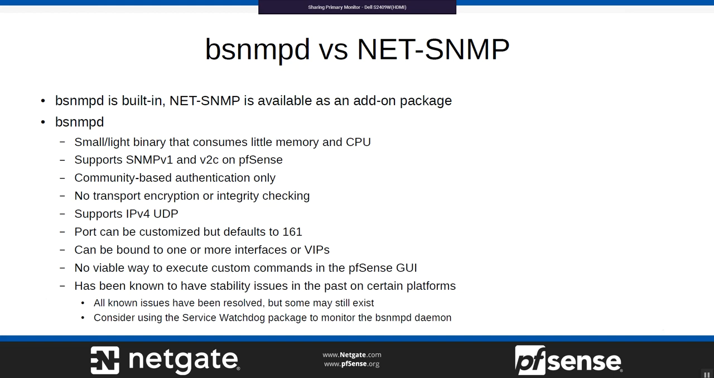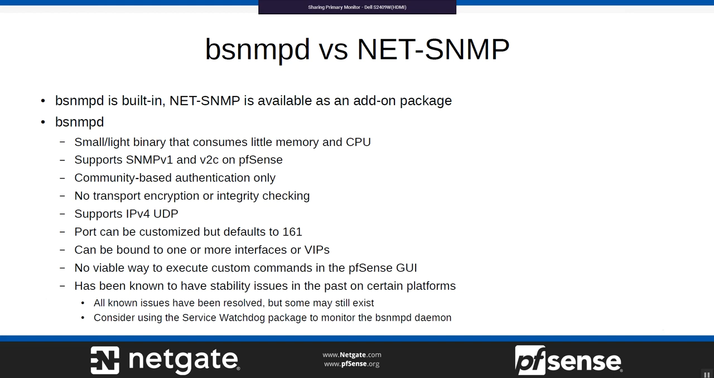It only supports IPv4 UDP, so you can't change that to TCP or use IPv6. You can change the port. It defaults to 161, which is the common SNMP port, so that's pretty standard, but you can customize that if you want. You can bind it to one or more interfaces or VIPs, but there's no way to execute custom commands through SNMP in the pfSense GUI. I think some people had found some way to do that in BSNMPD, but it was kind of awkward to do, and we haven't tried to come up with a GUI way to hook into that when it's so much easier to do in Net-SNMP.